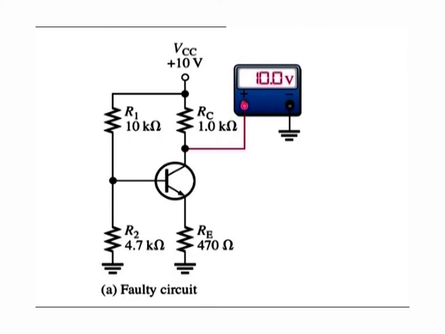Fault 4, emitter internally open. Again, the transistor is non-conducting, so IC is equal to 0 amperes and VC is equal to VCC, 10 volts. Just as for the case of the open RE and the internally open base, the voltage divider produces 3.2 volts at the base. The voltage at the external emitter lead is 0 volts because that point is open and connected to ground through RE. Notice that faults 3 and 4 produce identical symptoms.